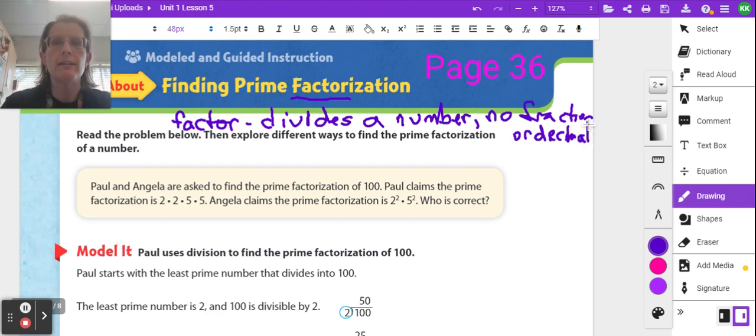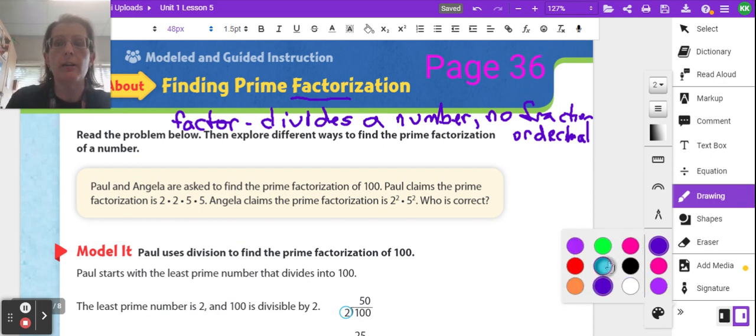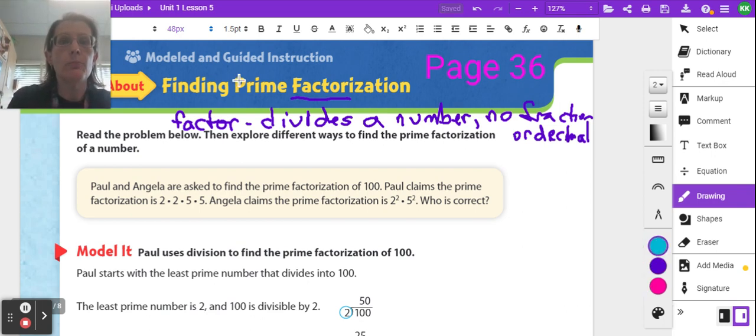So factors divide numbers evenly. That doesn't mean evenly like 2, 4, 6, 8. That means no fractions and no decimals. So it goes in completely. And prime factorization means you're factoring it into all prime numbers.